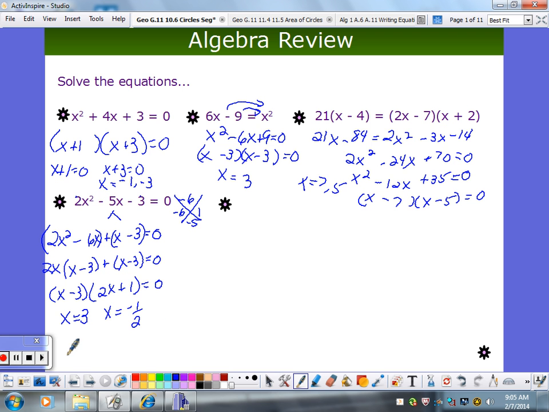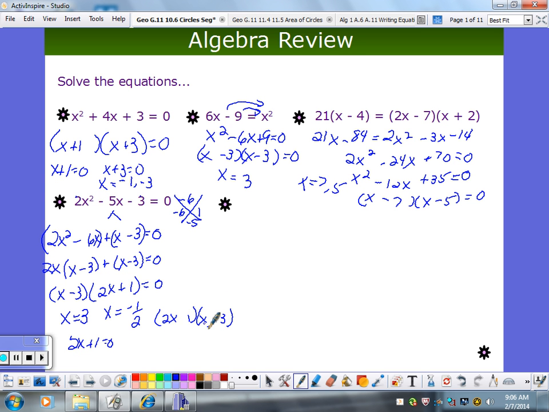If you don't see that, just solve this and you'll get x equals negative a half. You could use guess and check with this one. I did this one with guess and check. Guess and check is, can you figure out how you can get there? The only way to get to 2x squared is a 2x and an x. The only way to get a 3 is a 3 and a 1. So would the 3 and the 1 go here, or would the 3 and the 1 go here? And just kind of multiply and see what works.